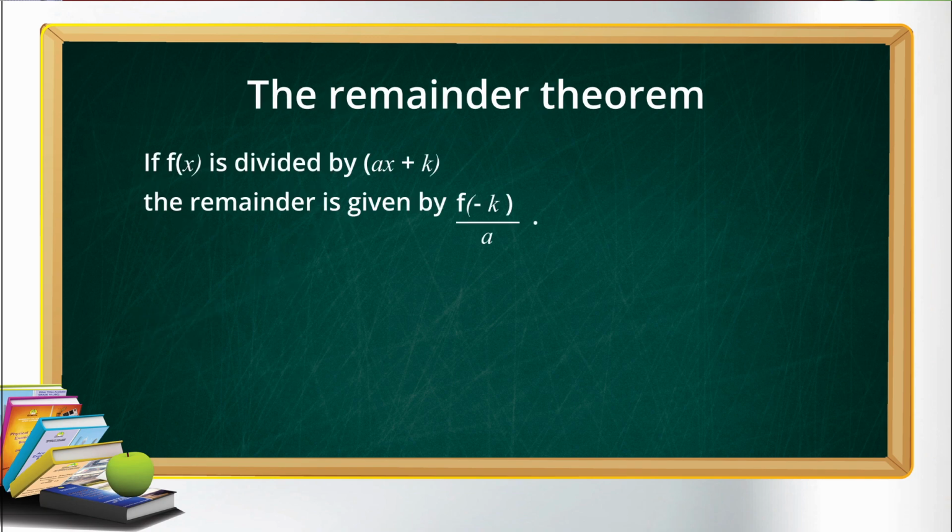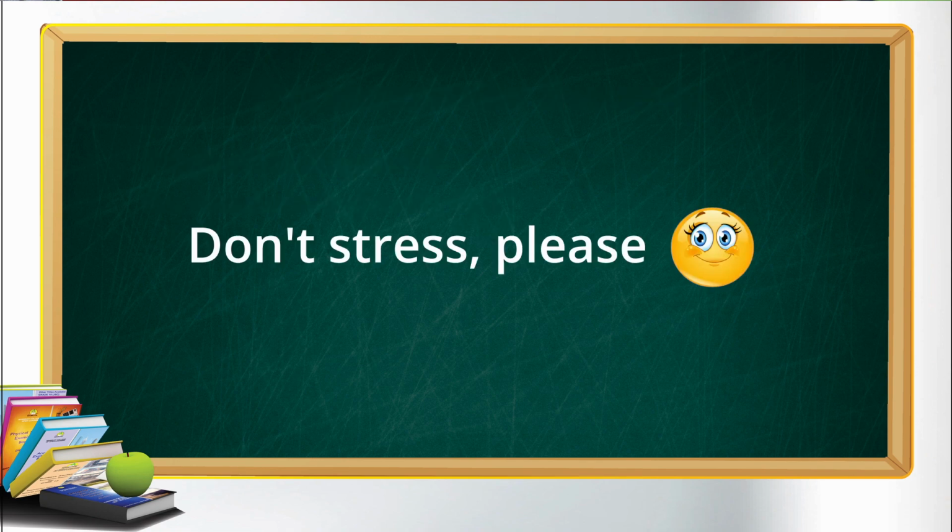Now, the remainder theorem states that if a function of x is divided by ax plus k, the remainder is given by f of negative k over a. This sounds very complicated, but don't worry, we'll do an example.